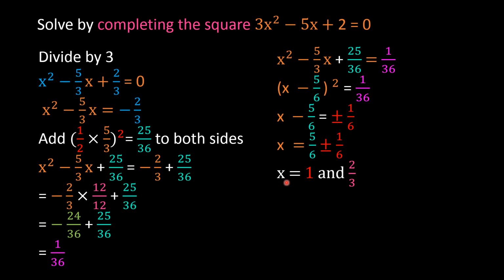So x will be 5 plus 1 divided by 6. 5 plus 1, 6 divided by 6, it will be 1. 5 minus 1, that is 4 divided by 6, which will be 2 divided by 3. Thus x equals 1 and x equals 2 divided by 3 are the required roots of this quadratic equation by the method of completing the square.